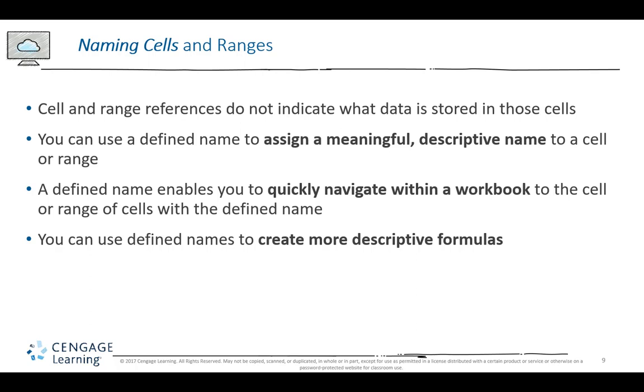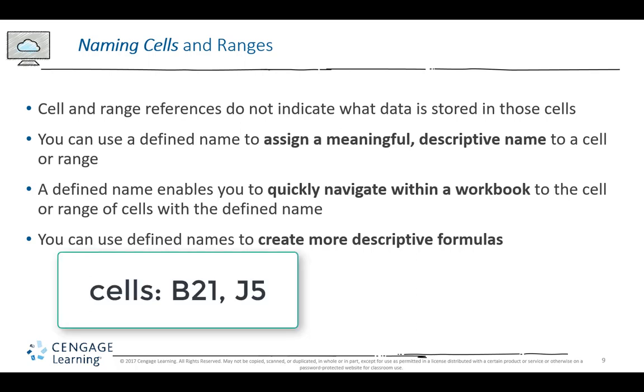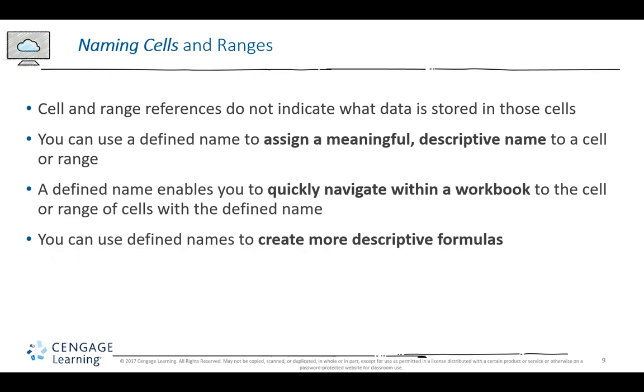Naming cells and ranges. Cell and range references do not really indicate what data is stored in those cells. We just label them with letters and numbers like a bingo game. However, Excel allows you to define names for cells and/or ranges of cells. This provides meaning and description to the data we're interested in. A defined name enables you to quickly navigate within a workbook to the cell or range of cells with that defined name. You can use defined names to create more descriptive formulas as well.